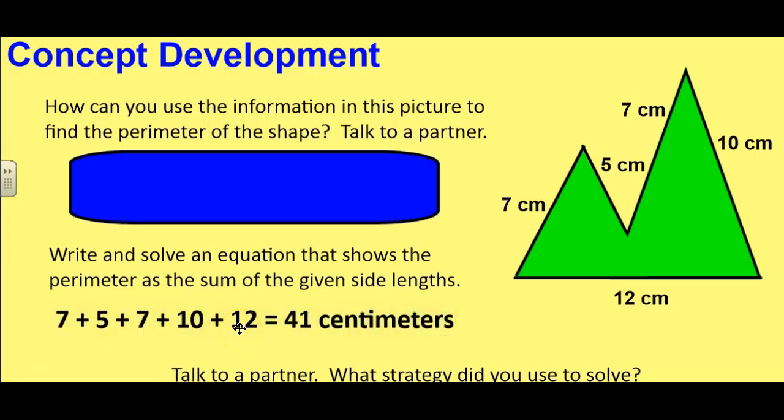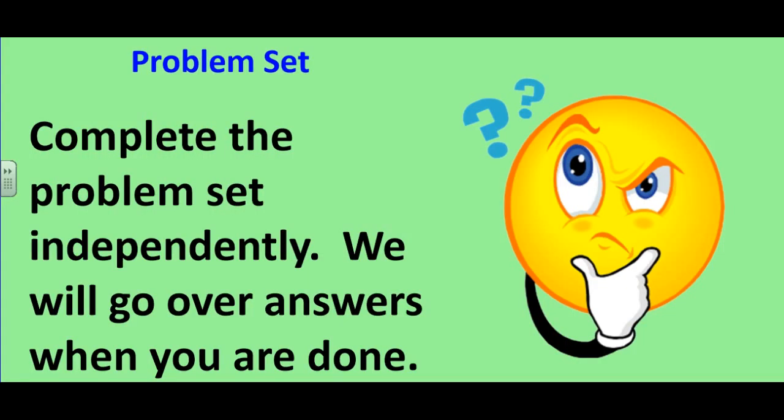So when you add all of the side lengths up, you get the perimeter of this shape being 41 centimeters. Okay, so that was a really short concept development because it just went over what we did before. If you can just remember that to find the perimeter, you add up all of the sides, then perimeter will be very simple.